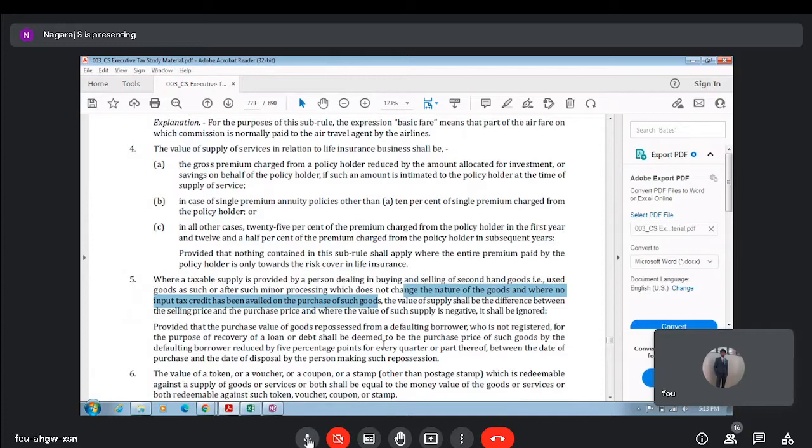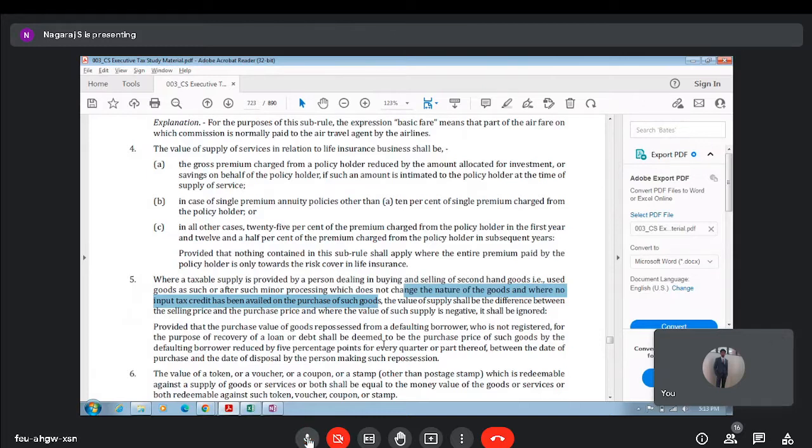Example: you have a car, you are going to sell to the dealer. He will give 3,50,000. Another person, Mr. X, will go to him. He will buy the same car paying 4 lakhs. What is the difference? He has paid 3,50,000 to you, he has sold the same car at 4 lakhs. The difference is 50,000. 50,000 will be the value of supply.